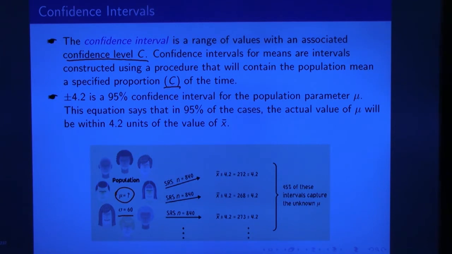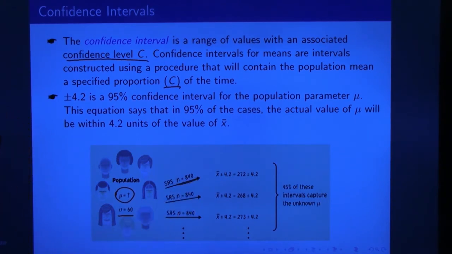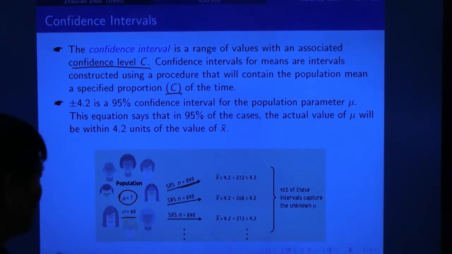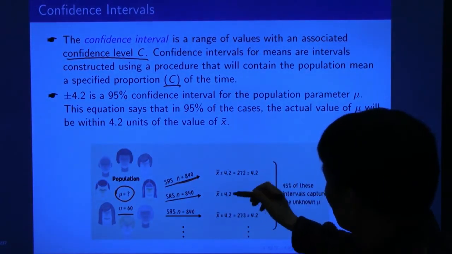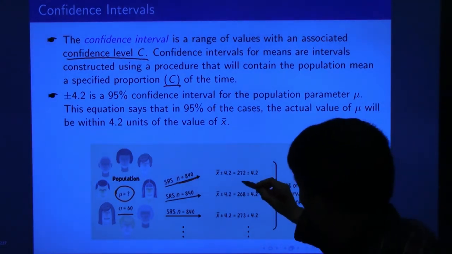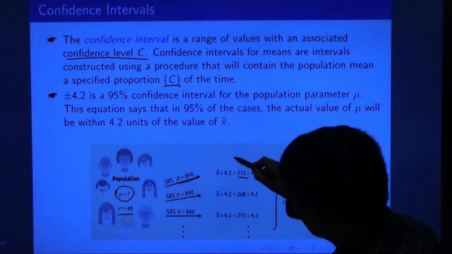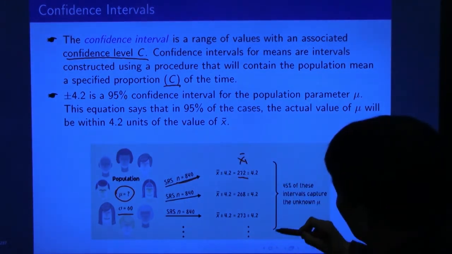It's easier. What we do is we choose a simple random sample of size n equals 840, and we measure that the mean for that sample equals 272. So this one equals x1 bar.